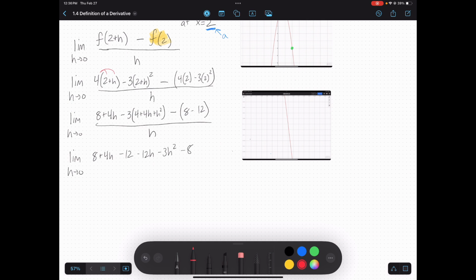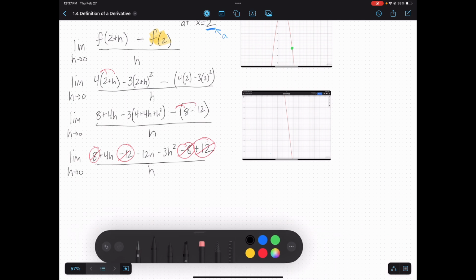And now I'm going to distribute this negative to both terms. So minus 8 plus 12. Well, notice, what do you notice so far? I have a positive 8 and a negative 8. They add to equal 0. I also have a negative 12 and a positive 12. They add to equal 0. So you'll notice that the terms that don't have an h in it cancel out. They end up going to 0.